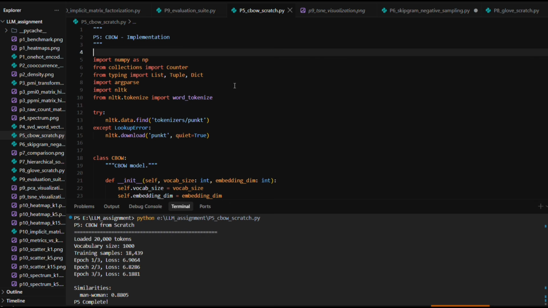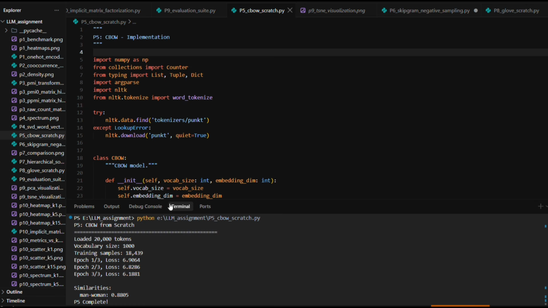The main limitation is that softmax computes probabilities over the entire vocabulary at each step. This is O(|V|), so for 100,000 words, that's 100,000 computations per training step. This becomes prohibitive for large vocabularies. The output shows timing information, with softmax dominating training time. This is why Word2Vec introduced negative sampling and hierarchical softmax, which we will see in P6 and P7.